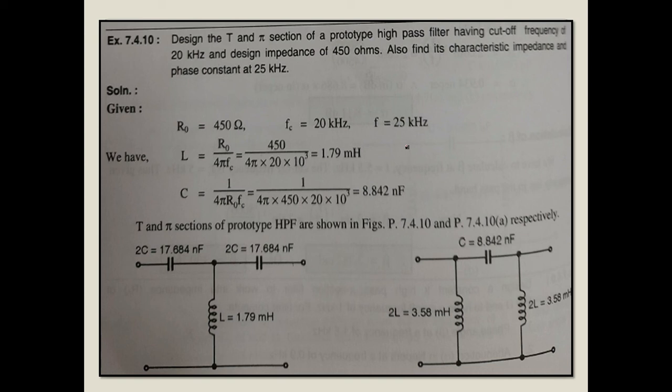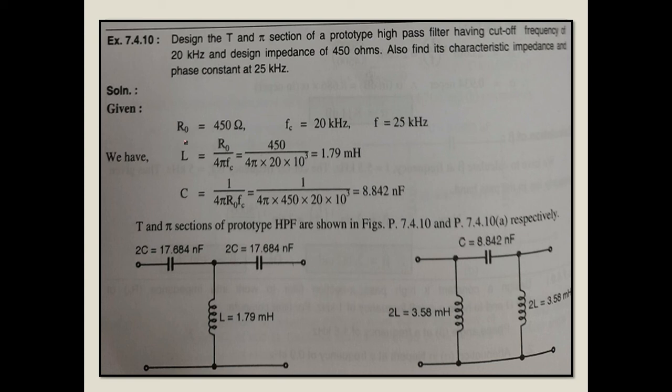So also find the characteristic impedance and the phase constant at 25 kilohertz. So what we do here, see, first draw the circuit diagram, put that 2C, 2C and L for the T section and pi section. In the examination, if no mention of which type of prototype is expected in case of the high pass, low pass, band stop, then you draw both the T section and pi section as well. But here if specifically the T and pi section will be asked, then you draw only that section.